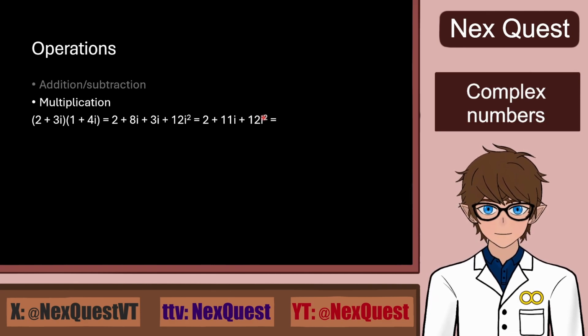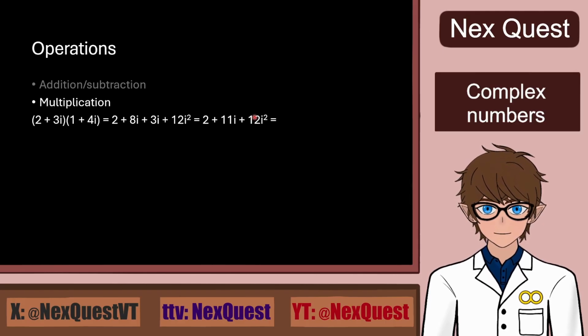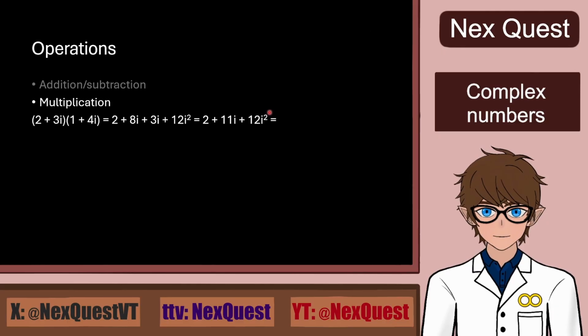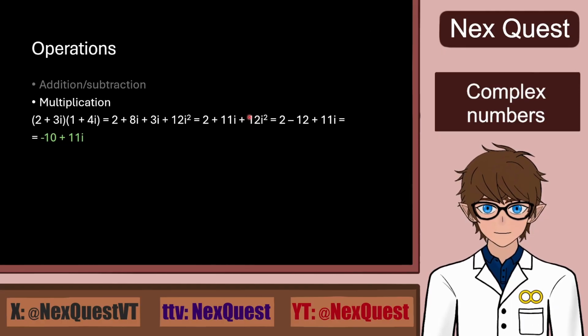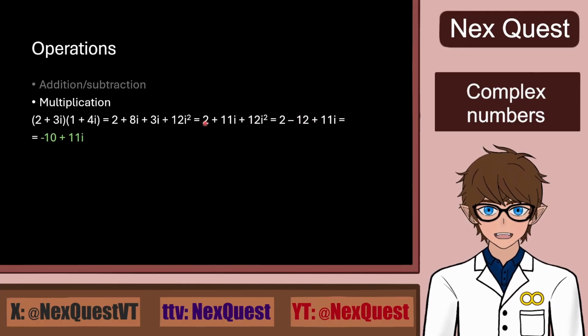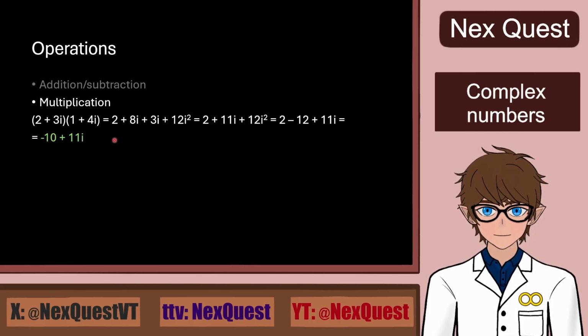Well, not really, thanks to the property of i. Despite it being easy to work with as if it were a variable, it still has a defined value that is -1 when squared. So we can keep solving. And we get -1 times 12, which is -12. We can add these two now together and we're left with -10 plus 11i. Meaning that multiplication is just multiplication with extra steps.